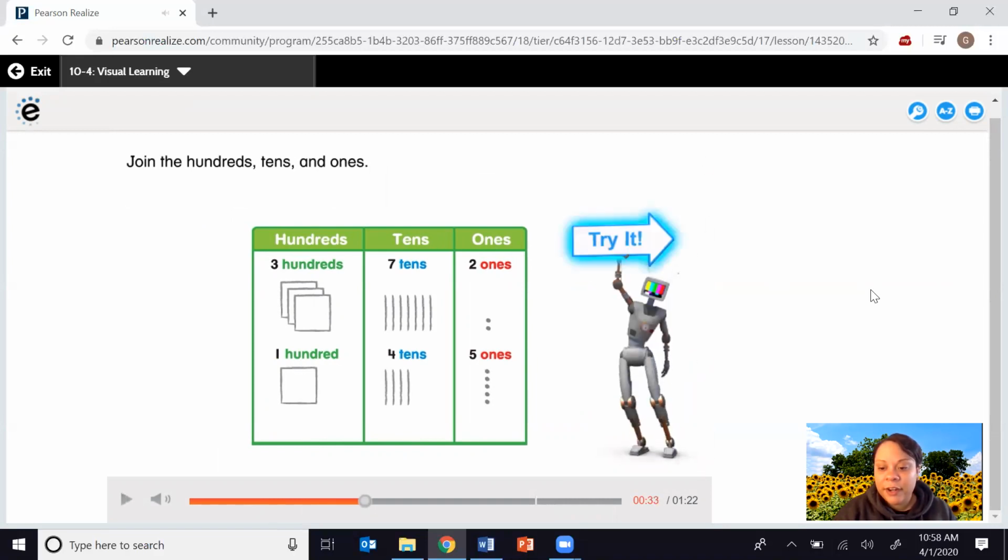So what they did here is what we always do. We draw our numbers into the HTO chart or our place value chart. And then of course, that's when we start adding. And always remember, when we start adding and counting our place value, you're going to start at your ones, okay? So let's see if they get the answer.